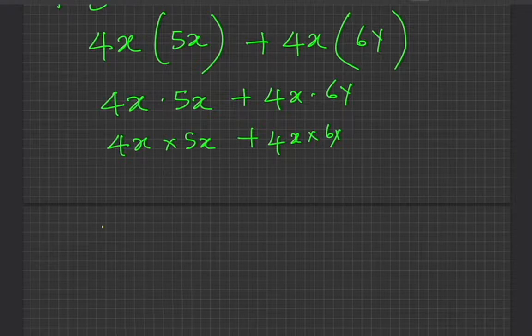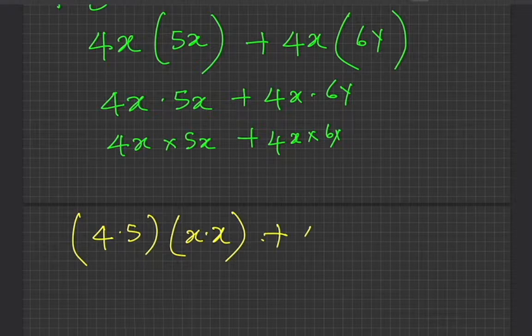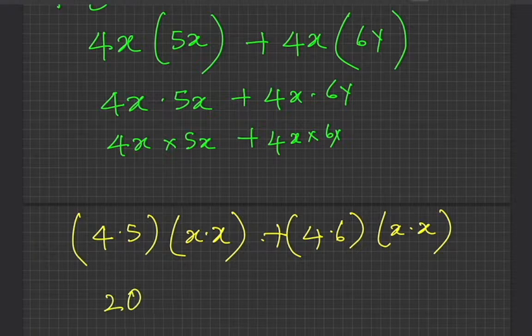So now multiply the numerical factors. 4 times 5 times x plus 4 times 6 times x. So now let's do the multiplication. 4 times 5 is 20. X times x is x squared, plus 4 times 6 is 24. X times x is x squared.